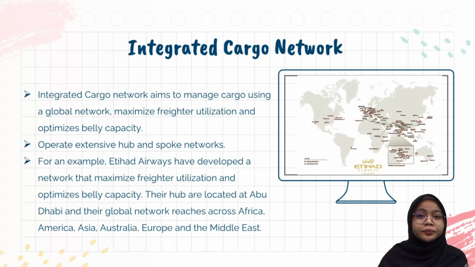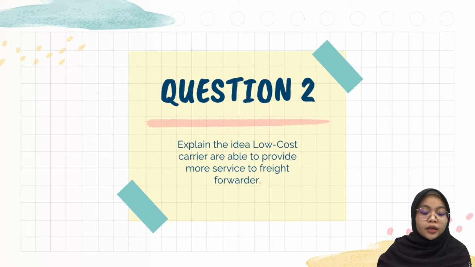For example, Etihad Airways has developed a network that maximizes freighter utilization and optimizes belly capacity. Their hub is located at Abu Dhabi and their global network reaches across Africa, America, Asia, Australia, Europe and the Middle East. So, implementing this hub and spoke strategy allows them to improve the efficiency of the air cargo market through connecting with each market.